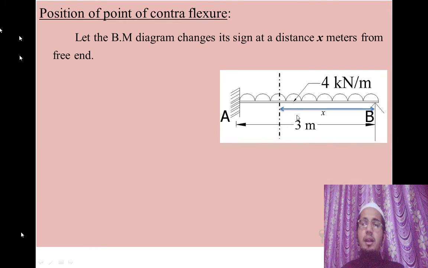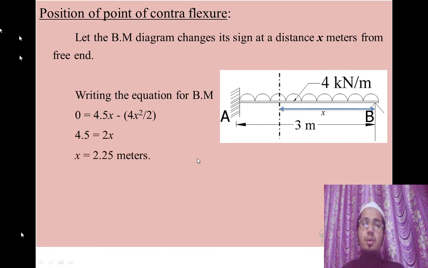Now, by observation of the bending moment diagram we can see that at this point the bending moment is 0. So, we will take moment at this section, left or right of this section, to find this distance, and equate it with 0. So, write the bending moment equation: 0 will be equal to 4.5 multiplied by x, the moment of this upward reaction, minus 4 times x into x by 2, the moment of this downward UDL. So, just equate it, and by solving we will get this x distance as 2.25 meter. Everyone got this answer? Okay, note it down.